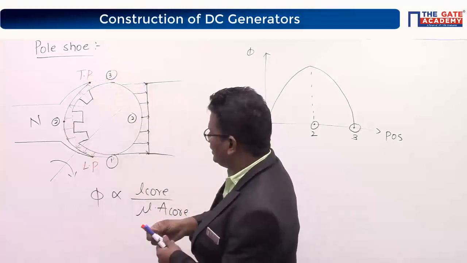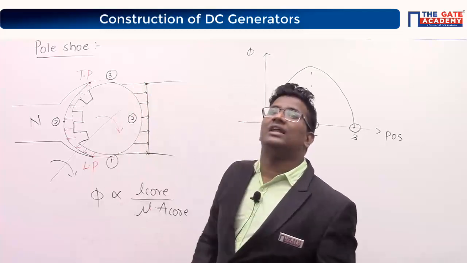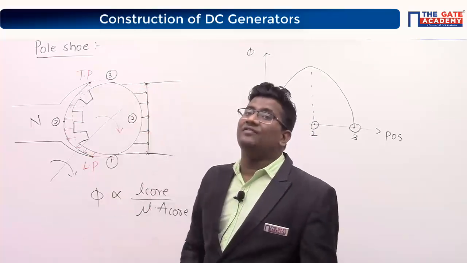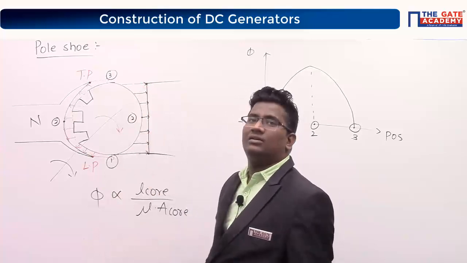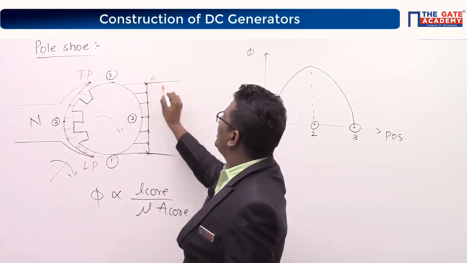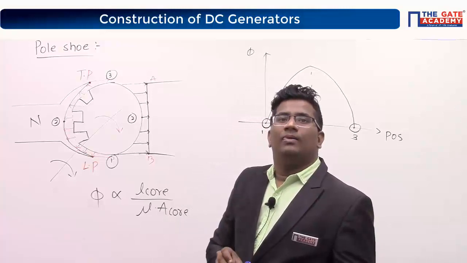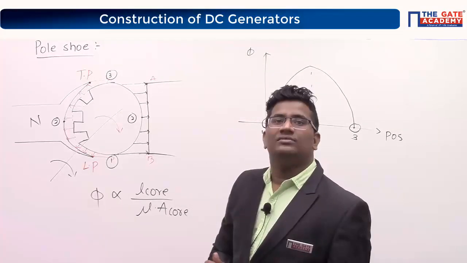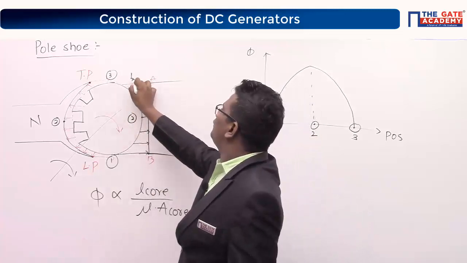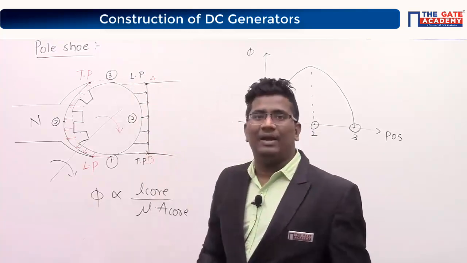If your rotor is rotating in this direction, tell me, which is leading, which is trailing? I will give you the names, let us say A and B. Which is leading, which is trailing? Because the rotor is entering at this position, therefore this is the leading pole tip and this is the trailing pole tip. Correct?